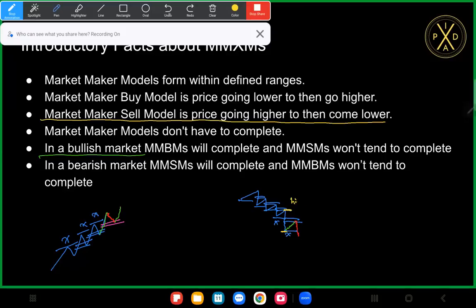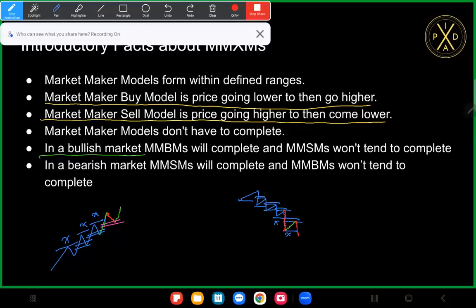Now let's identify where the market maker buy model is within this same example. So what is a market maker buy model? Well, we loosely define that as price going lower to then go higher. So right here, price has come lower, and then it's changed its state of delivery and then gone higher towards that PD array. But why doesn't it complete? Because we're in a bearish environment and we don't anticipate for the buy models to complete.